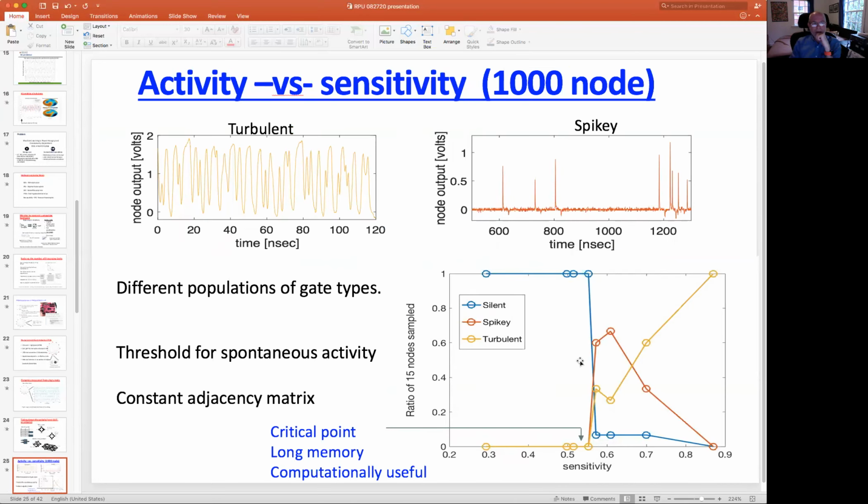So what we find is that if the average sensitivity is close to 1, we get turbulence. As we turn down the average sensitivity by mixing in AND gates or OR gates, or even pass-through gates with a sensitivity of 0, we go from turbulent to spiky, eventually to quiescent behavior. So this lower right graph shows the average sensitivity of a network. As we reduce it, what's plotted here is the activity level of 15 randomly sampled nodes. So the activity level is quite high at large sensitivity. Things become spiky at sensitivities around 0.5 or 0.6.